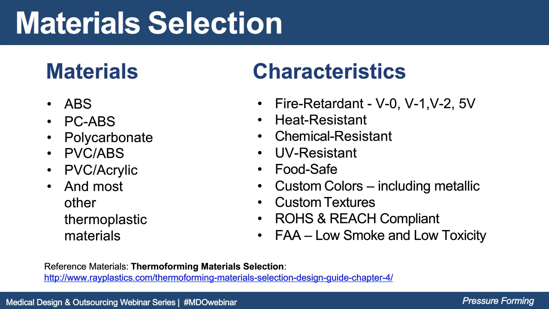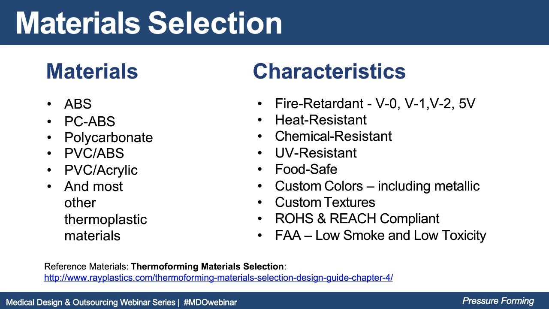that material conversation. When it comes to material characteristics, we have solutions for fire retardant materials: V1, V0, V2, 5V. We have heat resistant materials, chemical resistant materials, UV resistant. We have FDA food safe materials. Obviously, the majority of these materials are available in custom colors, including metallics. Custom textures are also available on the sheet.